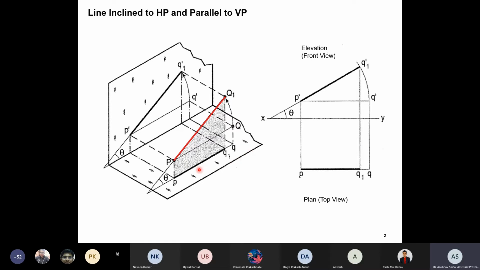I'm just repeating some of the examples from the last class. This is a line inclined to the horizontal plane and parallel to the vertical plane. As you can see, this line PQ1 is parallel to the vertical plane, and it is at an angle theta with the horizontal plane, and this is how we draw the projections. I hope you are clear with this. If you are given some distance and theta, you can draw the projection.